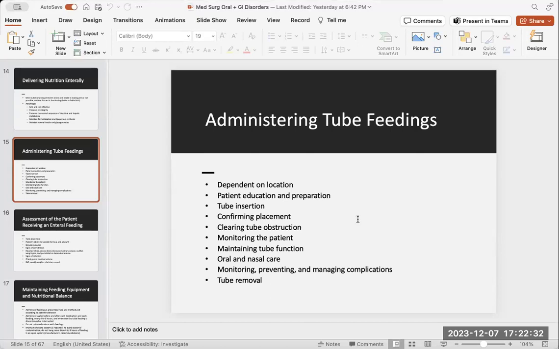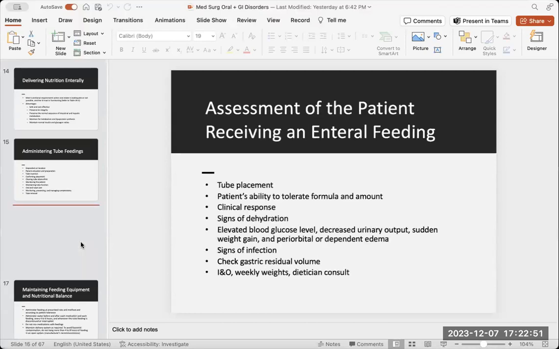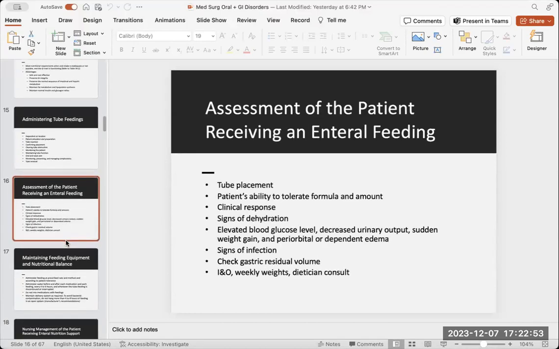Another thing: we have a tube, an open hole in the stomach, so we have to watch out for infection. We still need to give them oral care, because even though they're not getting anything by mouth, they're at risk for infections and things like that. And we must educate them and the family on what's going on and why they're getting this.